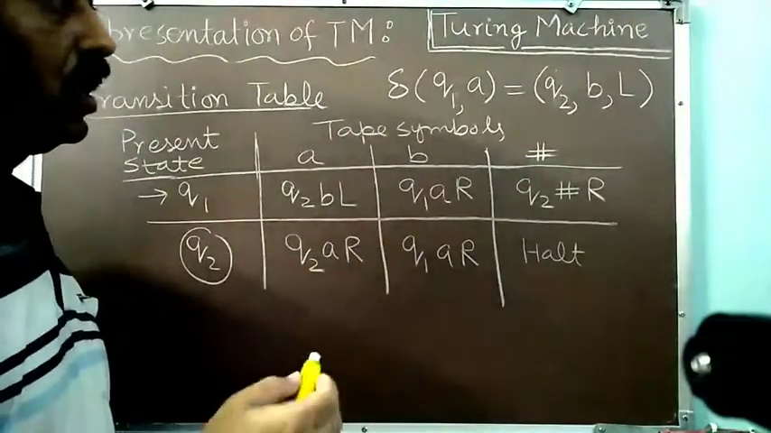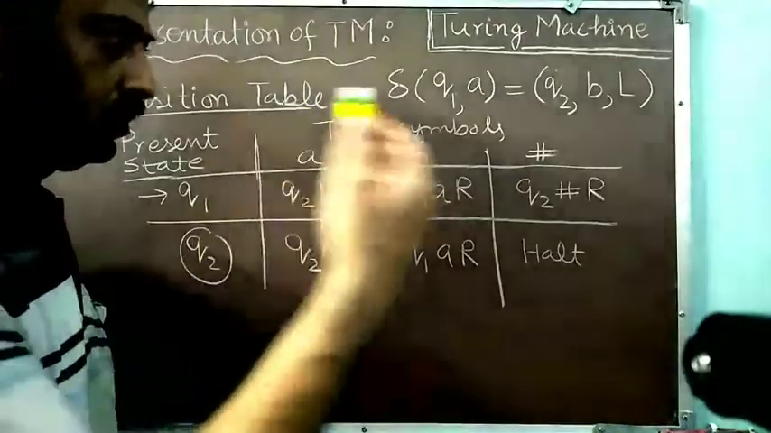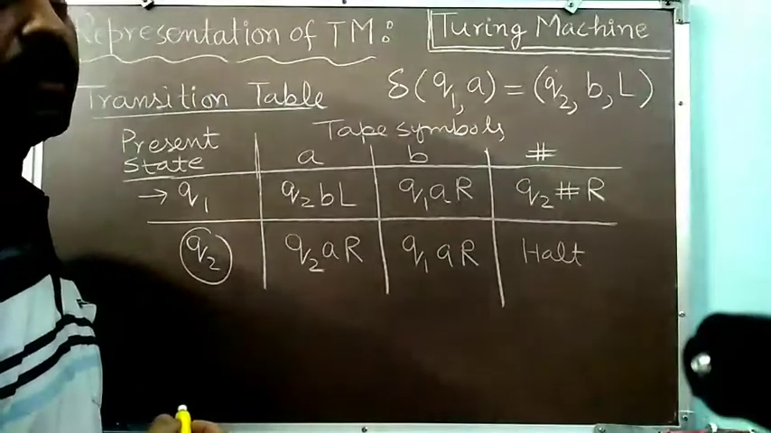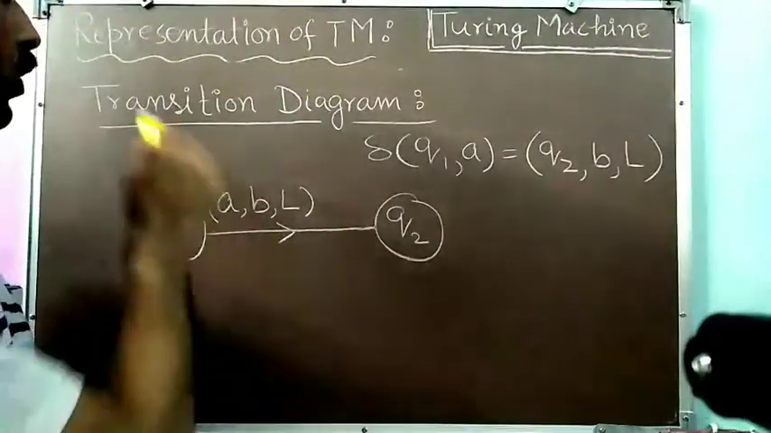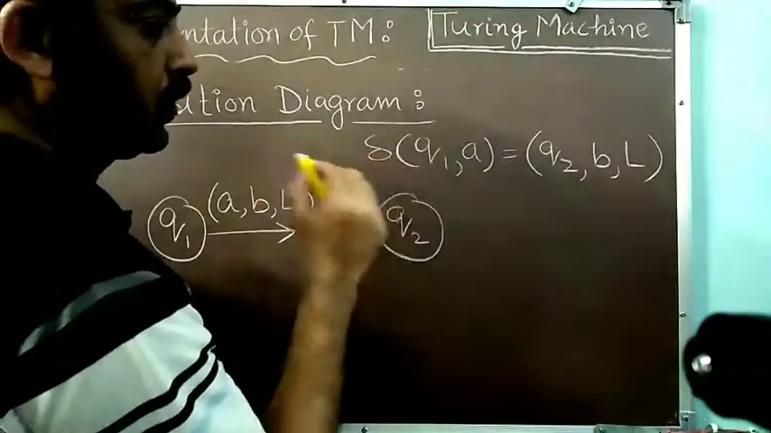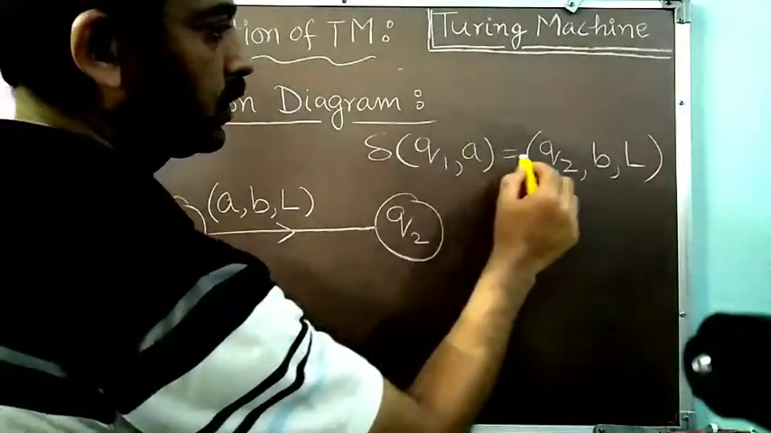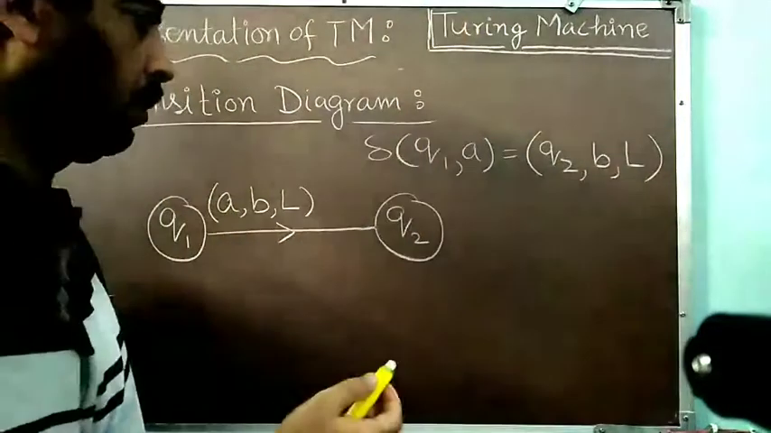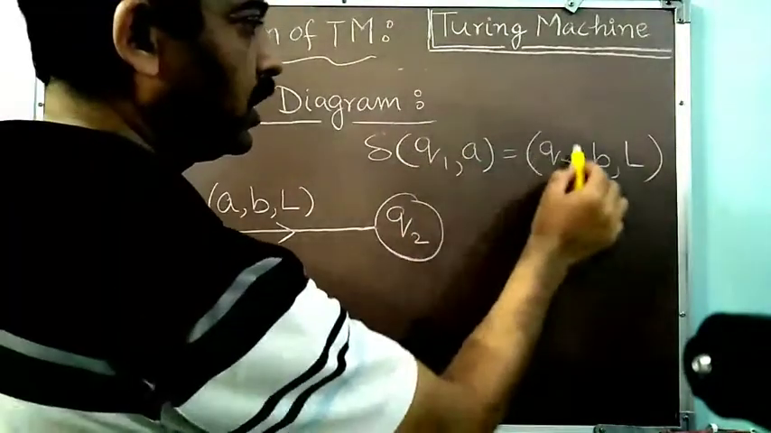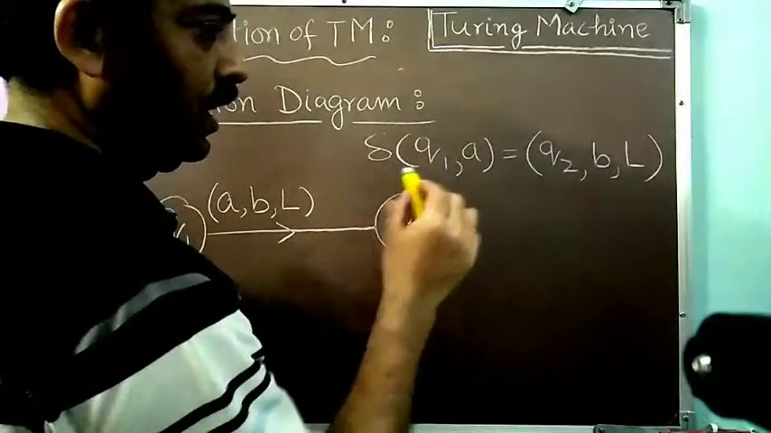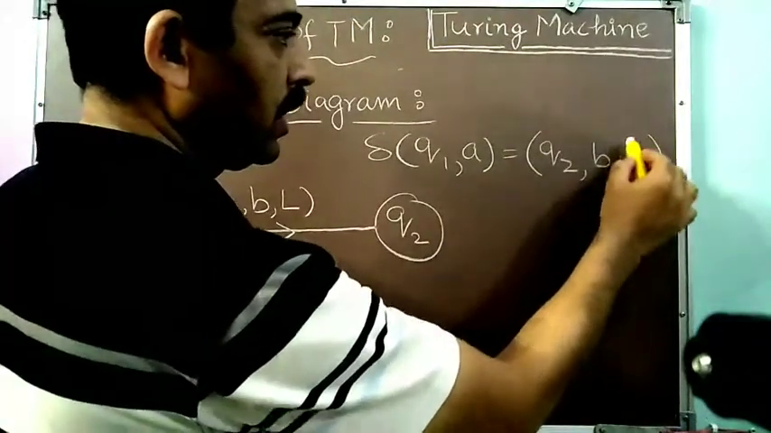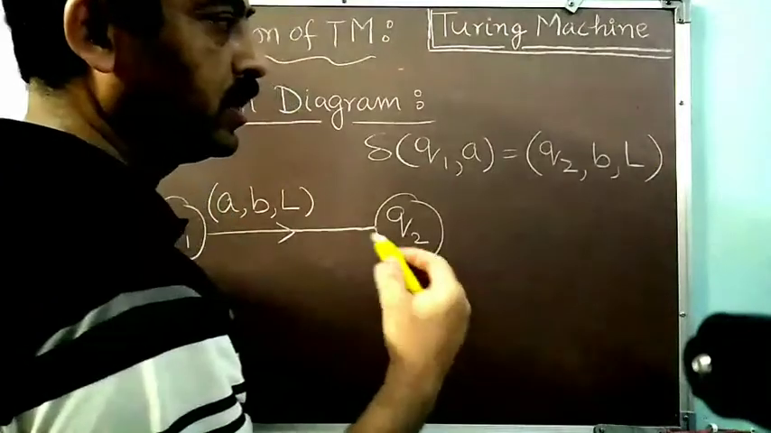Now we will discuss how we can represent a Turing machine using the transition diagram representation. Again, suppose we have the transition function delta(Q1, A) = (Q2, B, L), as in the previous example. Then it simply means there is a transition from the state Q1 to the state Q2 over the symbol A, and in place of the symbol A we write the symbol B, and then move the read-write head towards the left.